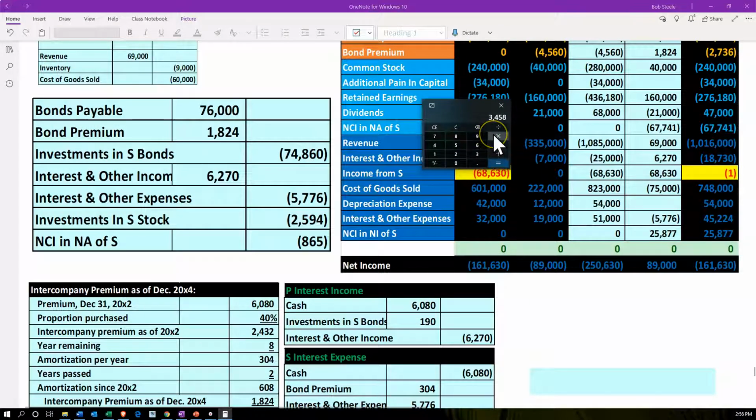We're going to allocate it out 7,525 times the 0.75, and that's going to be about 254. And then if we take that same amount, which was the 76,000 plus the 1,824 plus 6,270 minus the 74,860 minus the 5,776, that's going to give us that amount, the 3,458, times 0.25, and that's going to give us about the 865.